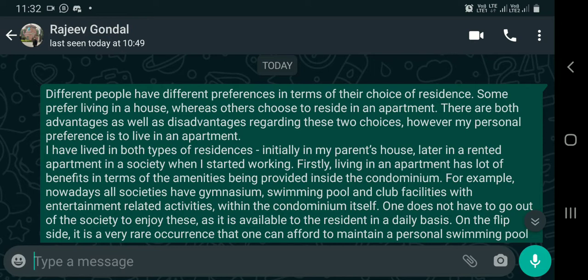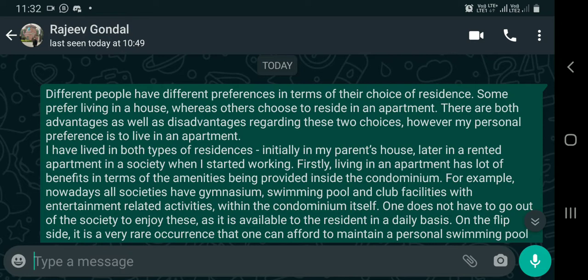There are both advantages as well as disadvantages regarding these two choices. This is a full sentence. However, my personal preference is to live in an apartment. This is also a full sentence. You cannot technically separate two full sentences with a comma. So what you should do is put a semicolon here, and you would get some extra marks for using different types of grammatical structures, as we see in grammatical range and accuracy.